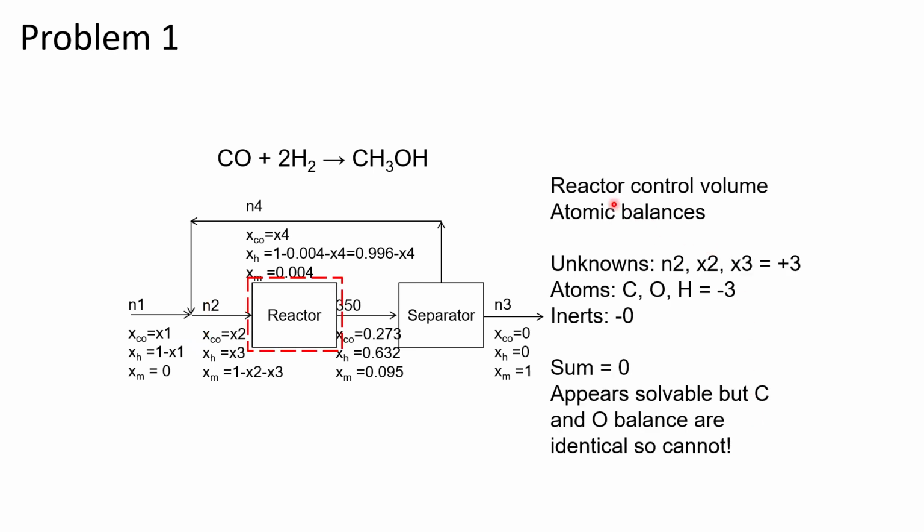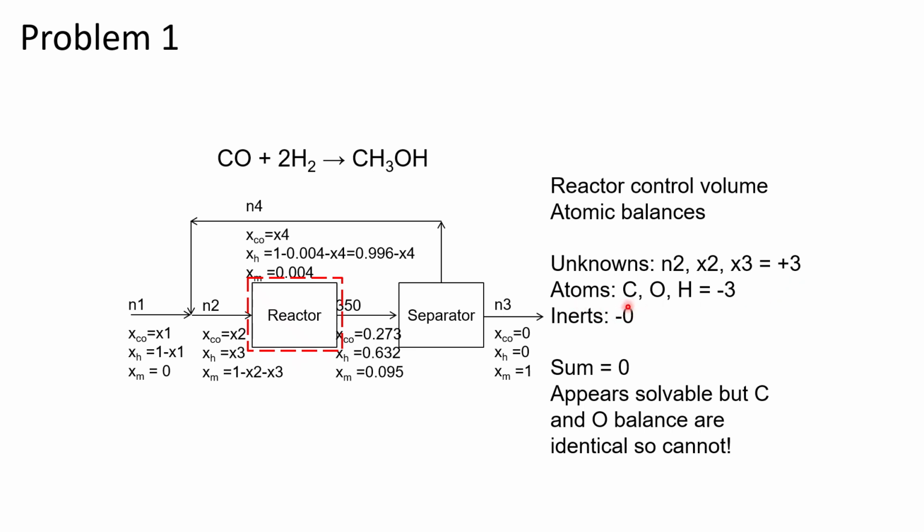Next, let's look at the reactor. For the reactor, we're going to do atomic balances. In order to perform a degree of freedom analysis, we're going to count the unknowns for the streams that enter and leave, count the number of independent atoms, and then the number of inerts, and sum them all up. So let's do that. If we look at the stream that enters, I'm not going to go through all this with you, but you see there's 3 unknowns associated with that stream. For the stream that exits, there are none. So we have a total of 3 unknowns.